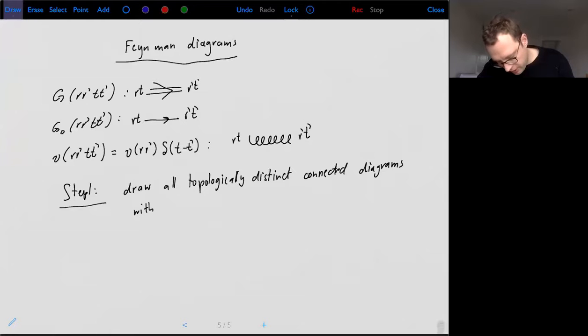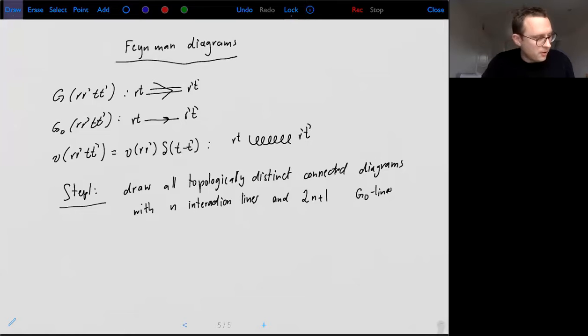With a certain number of interaction lines, right? So n starts at 0, which means this is the same as the non-interacting theory, and then you have 1, 2, and then you have diagrams with 1, 2, 3, and so on, interaction lines. And then when you have n interaction lines, you will always need 2n plus 1 G0 lines.